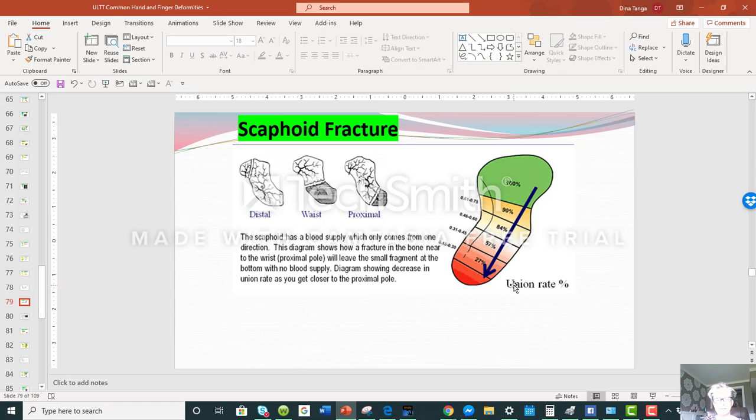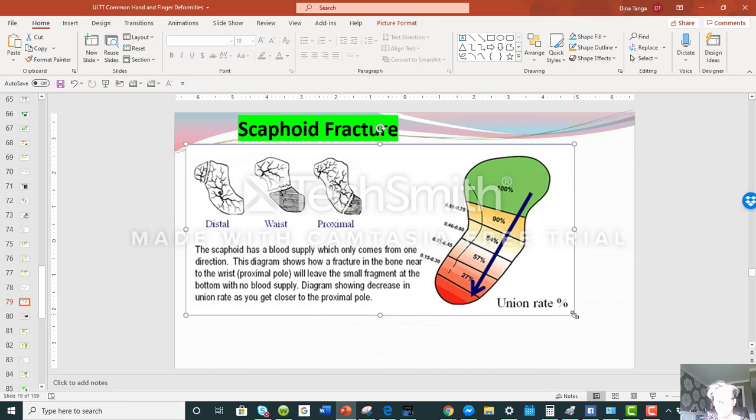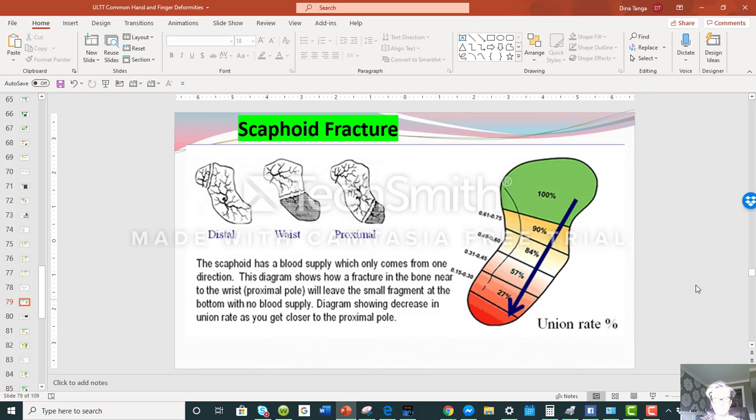Union rate. Let's make this bigger. Okay. Distal, waist, proximal. Proximal here. And that's the union rate.